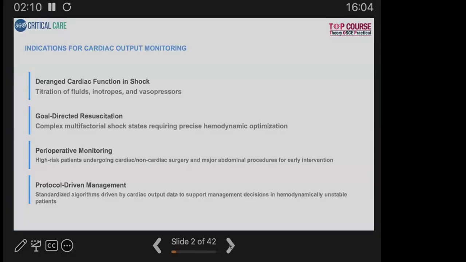When there is a deranged cardiac function and shock where you want to titrate fluids, inotropes, and vasopressors, when you want to do a goal-directed resuscitation in multifactorial shock states, and especially, as Soumya said, in perioperative monitoring in patients who are undergoing cardiac surgery, non-cardiac surgery, and major abdominal procedures. In such cases, these cardiac output monitoring devices would be helpful. And in cases of protocol-driven management, like you are creating an algorithm driven by the cardiac output data to support management decisions in a hemodynamically unstable patient, then you can use the cardiac output monitoring device.